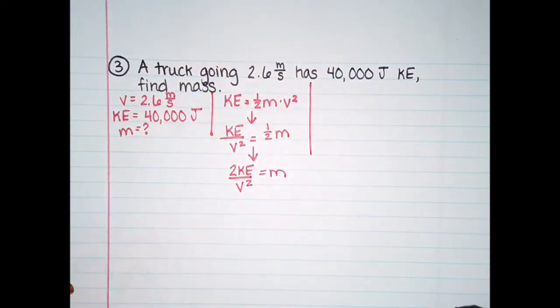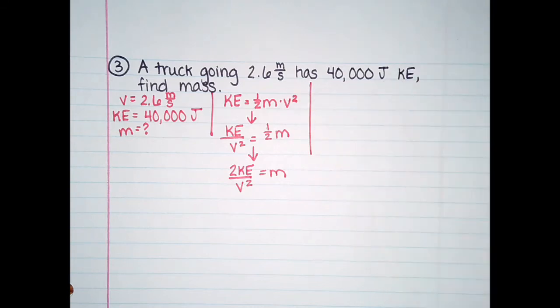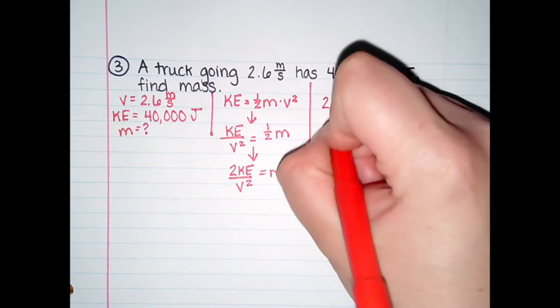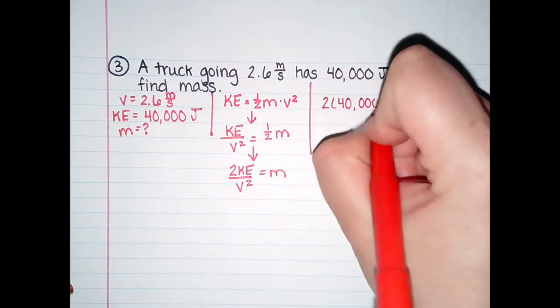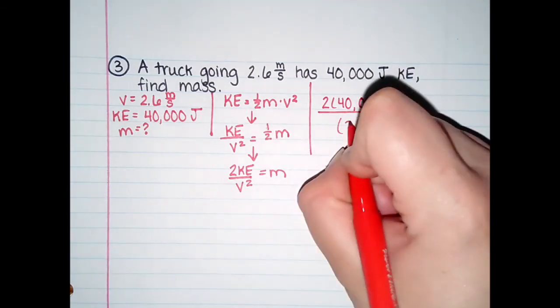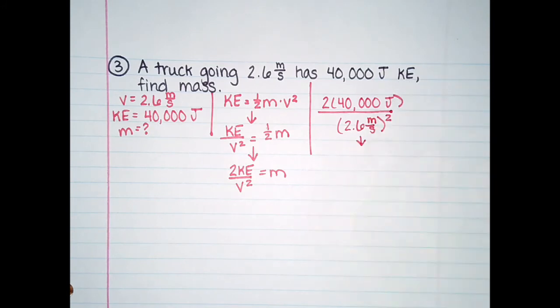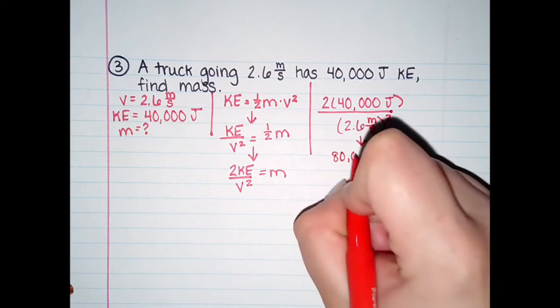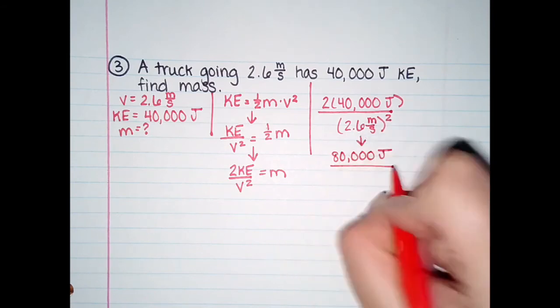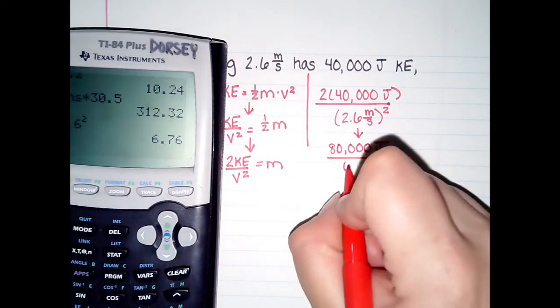Some of you, on the other hand, you don't like rearranging it like this. You'd rather plug in numbers and just start to work. That's fine. As long as you show your steps, I don't care which way you do this. 2 times 40,000 divided by 2.6 meters per second squared. 2 times 40,000 is 80,000. 2.6 squared, 6.76.